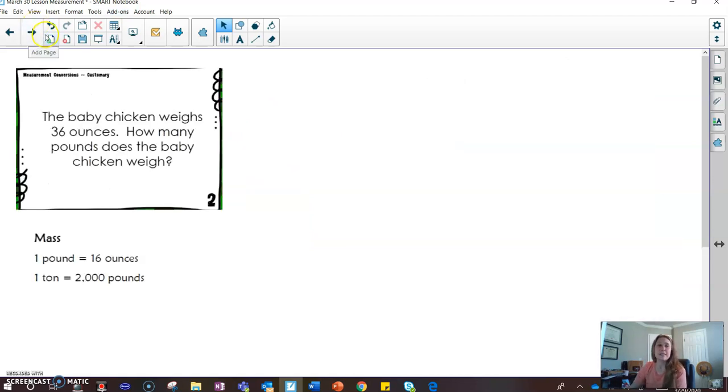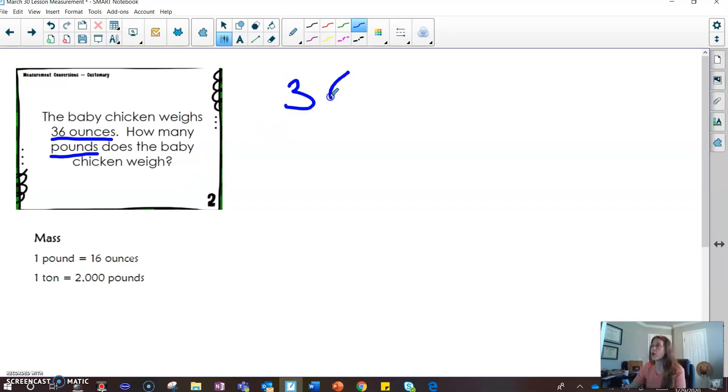So the first problem says the baby chicken weighs 36 ounces. How many pounds does the baby chicken weigh? We've really taken a problem that we're very used to seeing and we've just put it into word form. You can see that we're talking about 36 ounces and we want to turn it into pounds. That's it. That's the whole problem. So the first thing I want you to do is write your conversion equation. 36 ounces equals how many pounds?